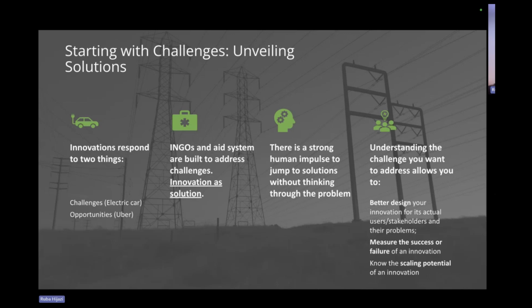Also, it will allow us to measure success or failure. We will have a baseline, we understand the challenge that we are having, and we'll be able to see our impact. And also that will support the scaling potential of the innovation.